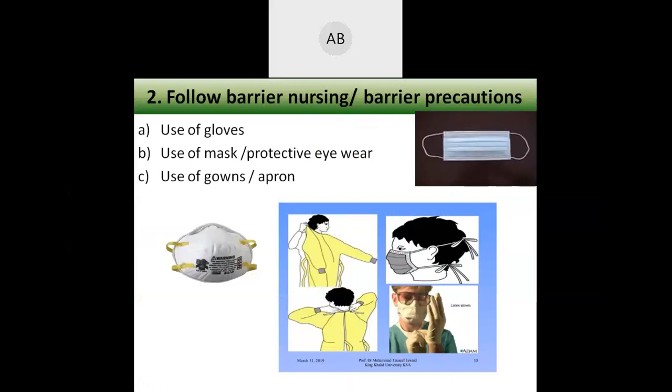Next is the mask. Whenever you are going into the OT, chances are there that you will get a droplet infection. See that the mask is of good quality, and it should properly fit your mouth as well as your nose. Then use it correctly whenever it is possible in the wards, in the OT, or any other departments. Next, whenever there are chances of splashing of blood or body fluids, you have to use your gowns or apron. Along with that, if necessary, you can use your goggles, hair cap, boots, or even shoe covers.